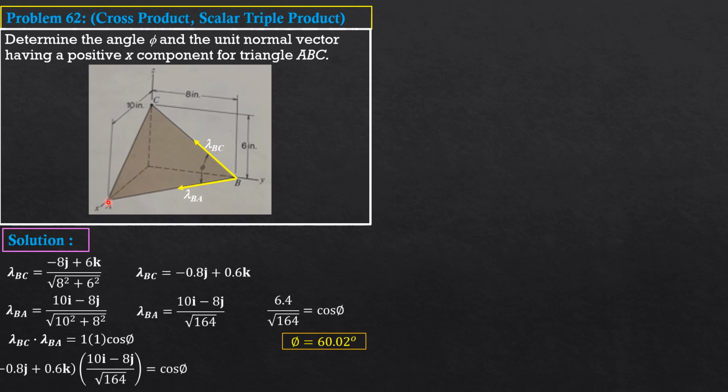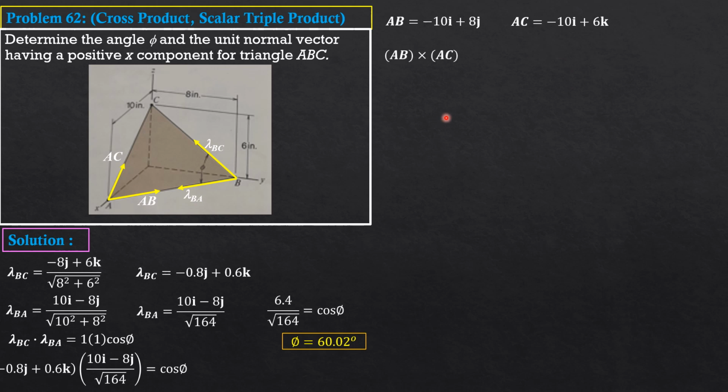Then the unit normal vector having a positive x component for triangle ABC. So since this point has positive x component, we cross AB with AC as shown. It defines this vector here perpendicular to AB and AC. So AB is backward 10, so negative 10i, rightward positive 8, so 8j. So negative 10i plus 8j, that's AB. AC is backward 10, so negative 10i, upward 6, so plus 6k. So negative 10i plus 6k, that's AC.